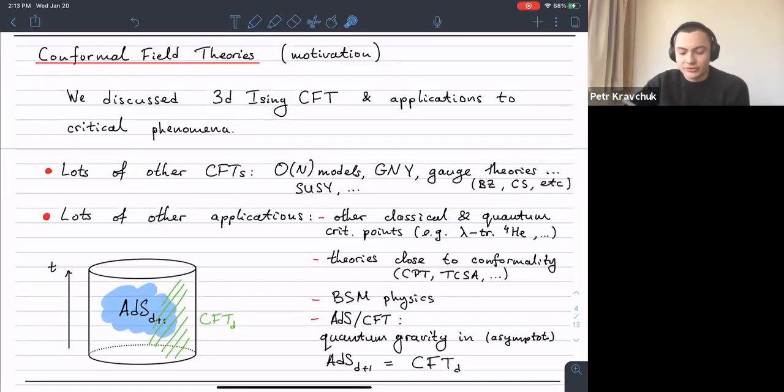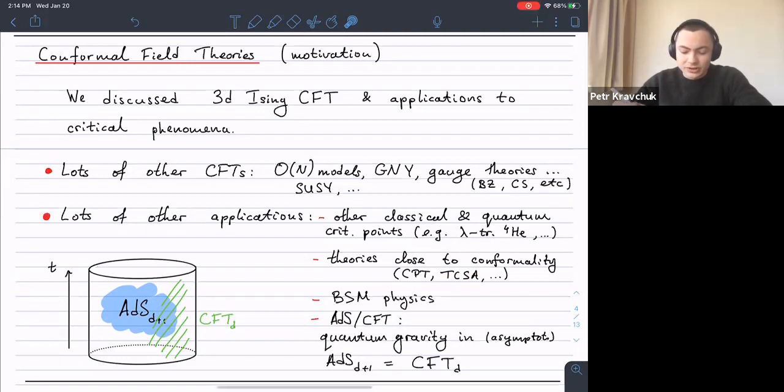And of course, all these models themselves appear in other kinds of classical quantum critical points. For example, the O(2) model describes the lambda transition in helium-4 and so on. They can also be used to get some understanding about theories which are perhaps not conformal, but close to conformality. So one can try to use conformal perturbation theory, things like the truncated conformal space approach, which is a numerical technique for studying conformal theories perturbed by relevant deformations and so on.